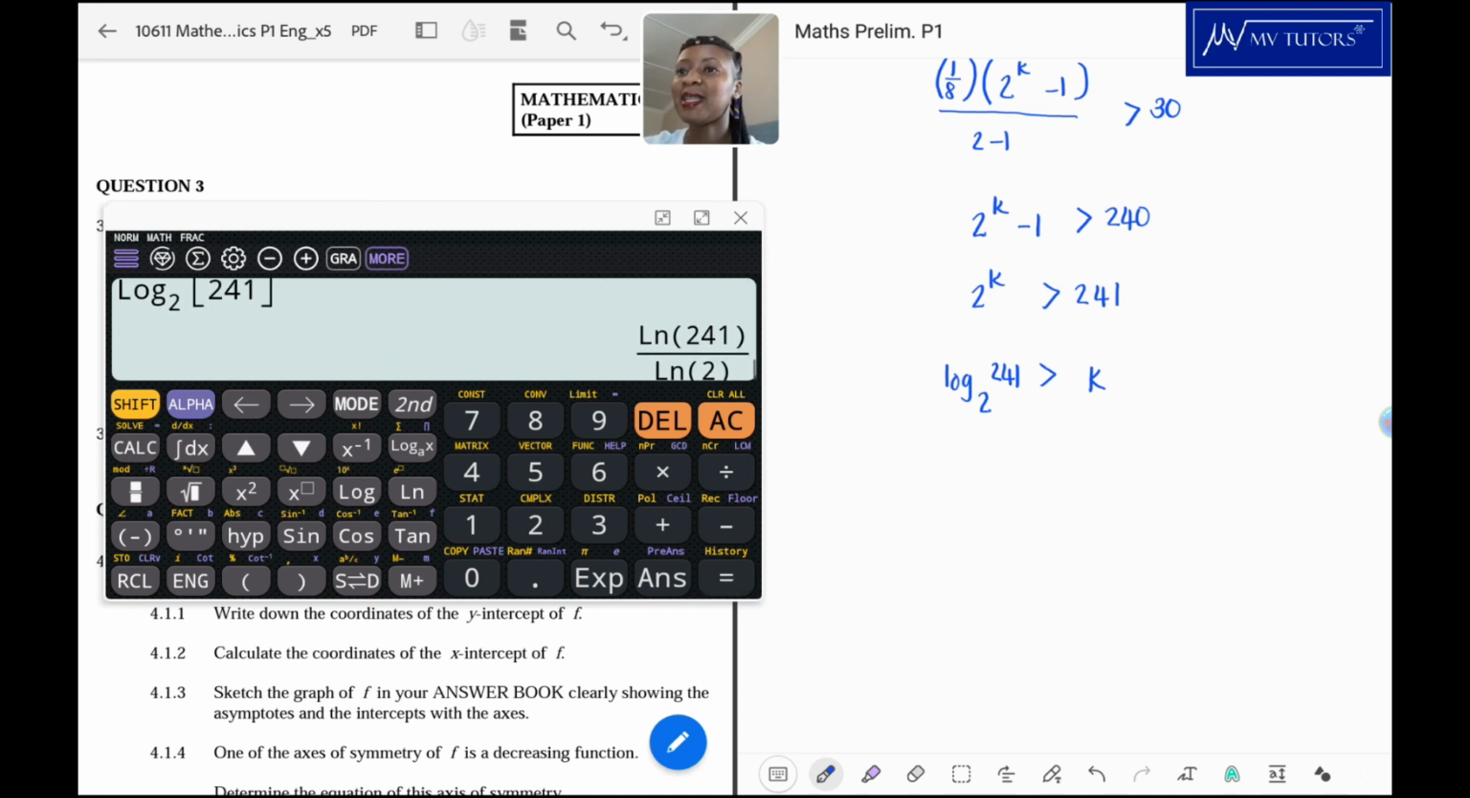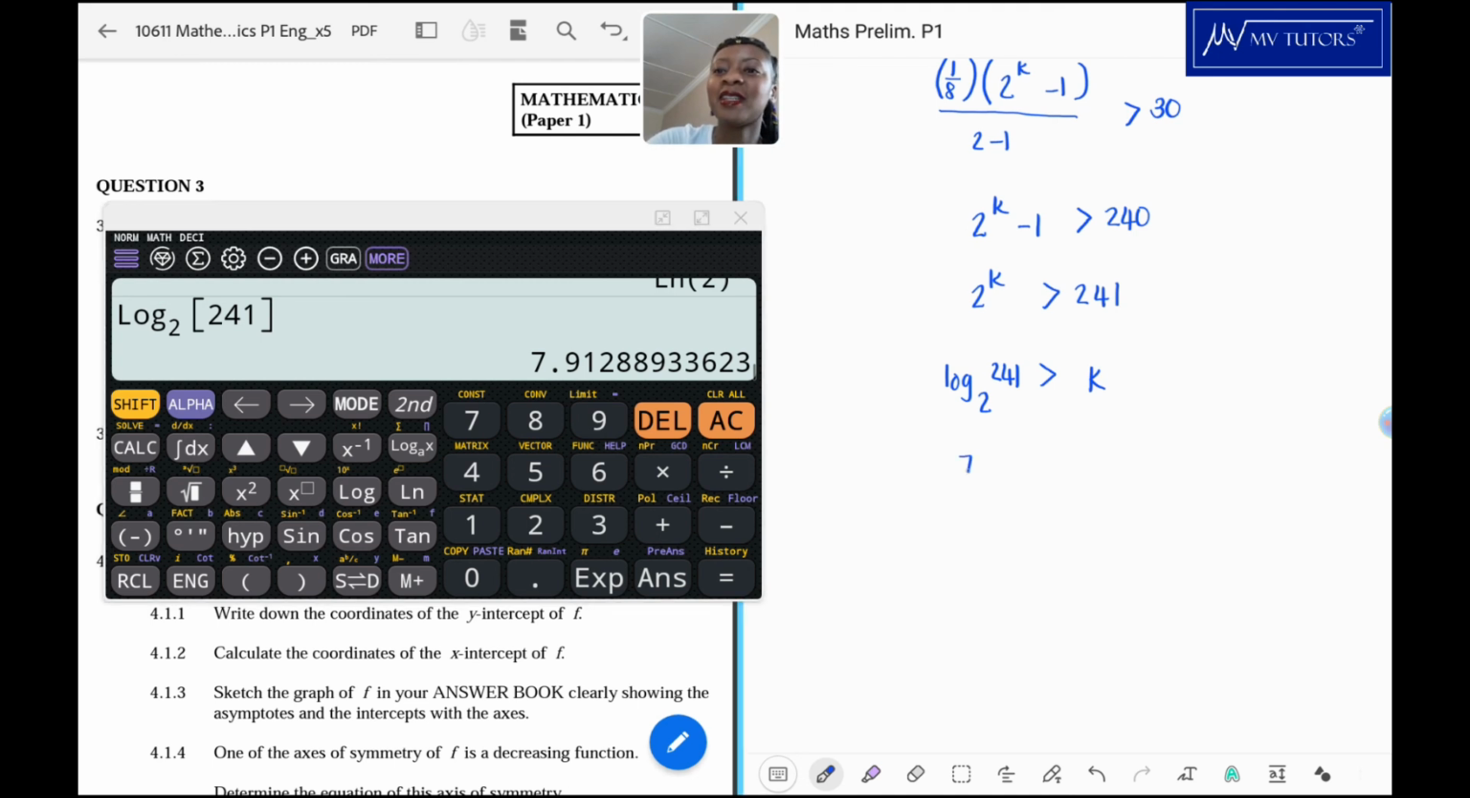Okay, what is my calculator doing? It's failing me. Okay, let's try again. So I have log 2 and I have 2, 4, 1. Why is it giving me the answer like this? Okay, yay. Something is happening.